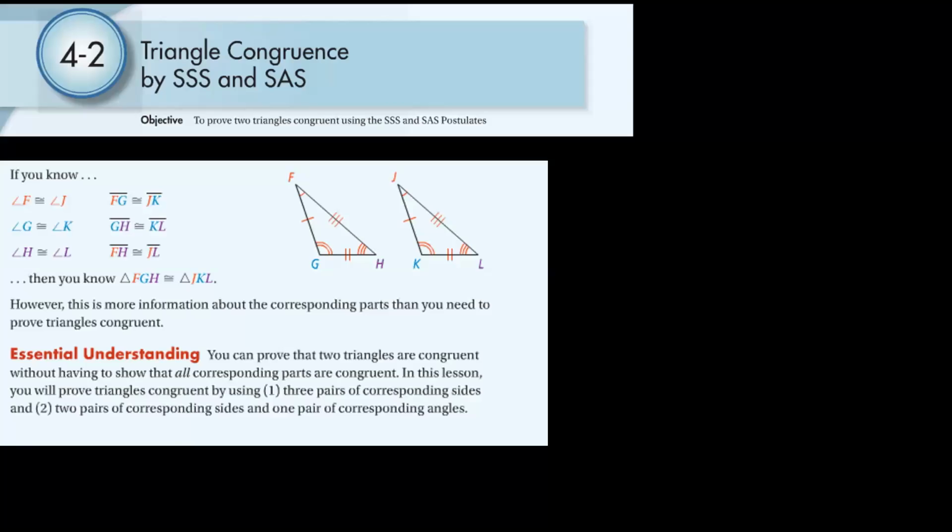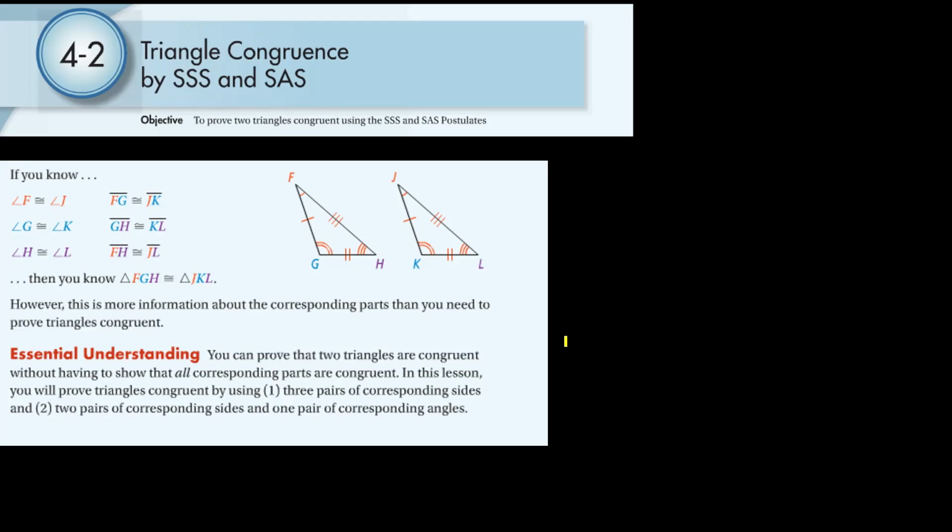Okay, let's start now. Yesterday we talked about triangle congruence by SSS and SAS. SSS means side, side, side, and SAS means side, angle, side. We said these postulates are only for triangles. If I'm talking about other shapes, I need to write all the statements for the sides and for the angles.